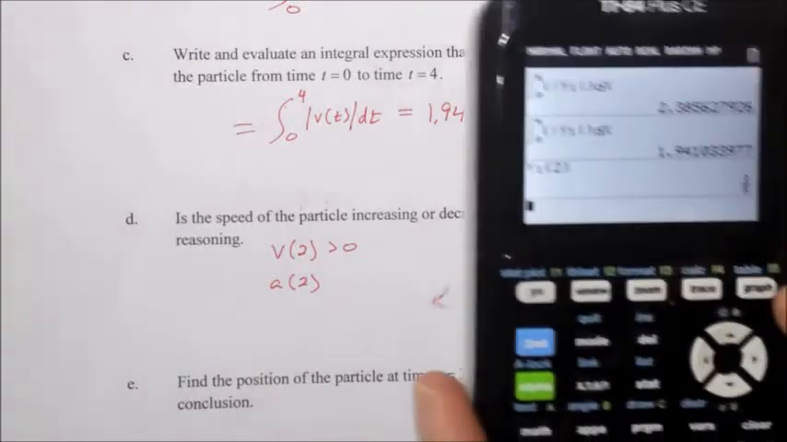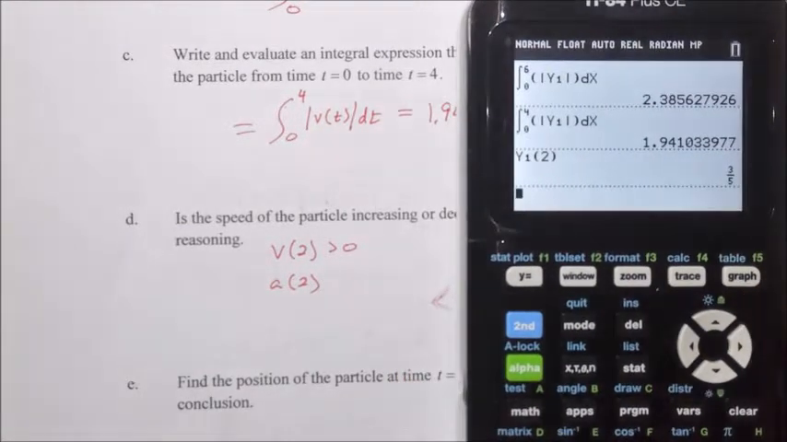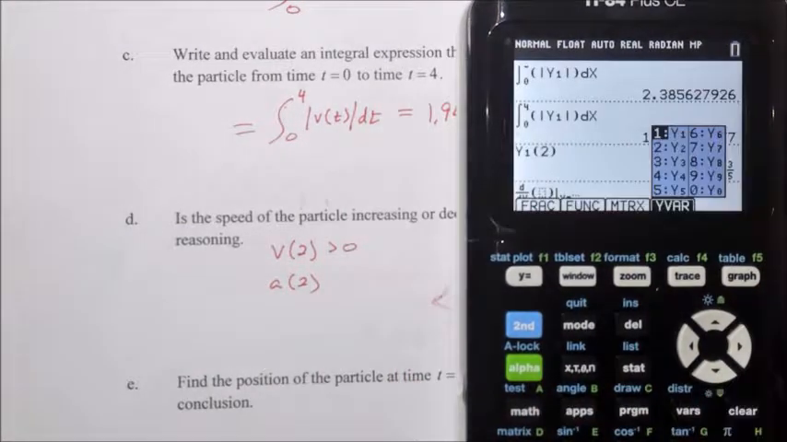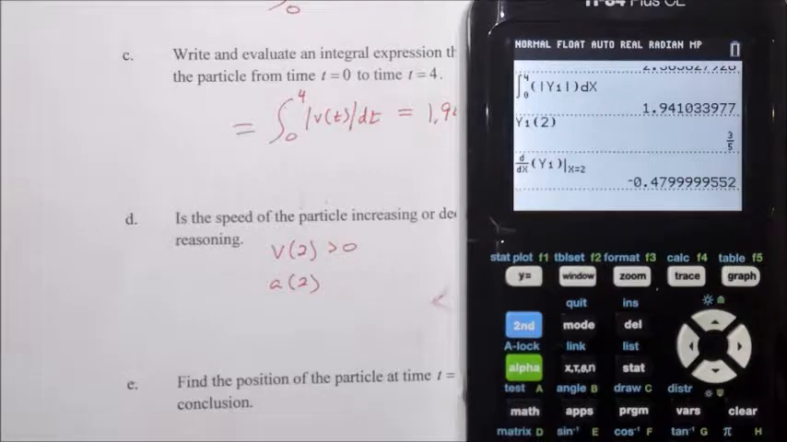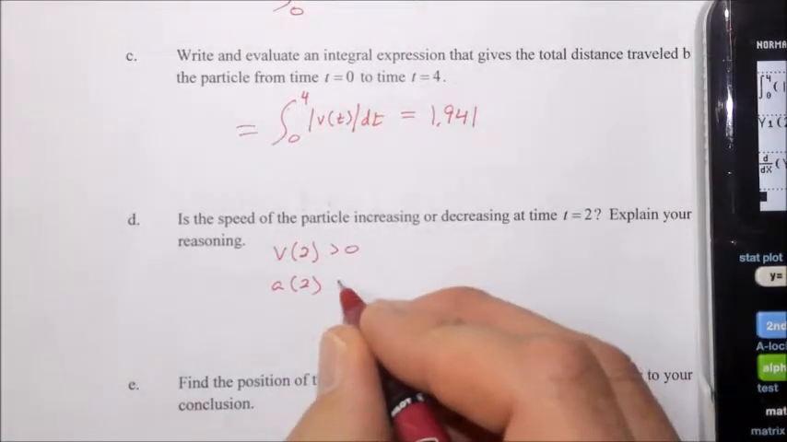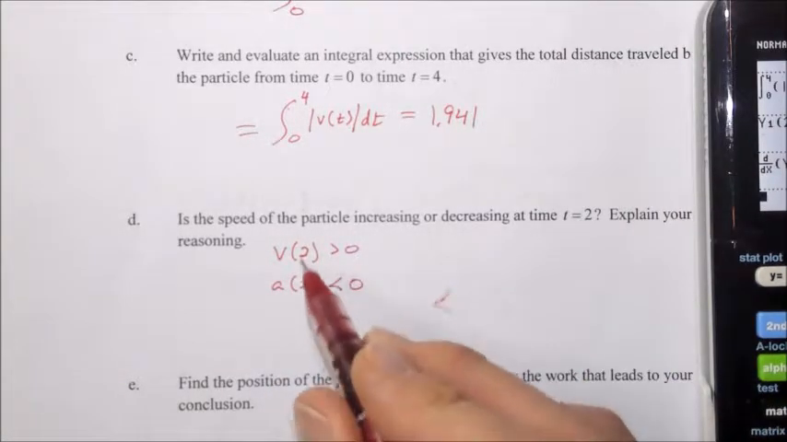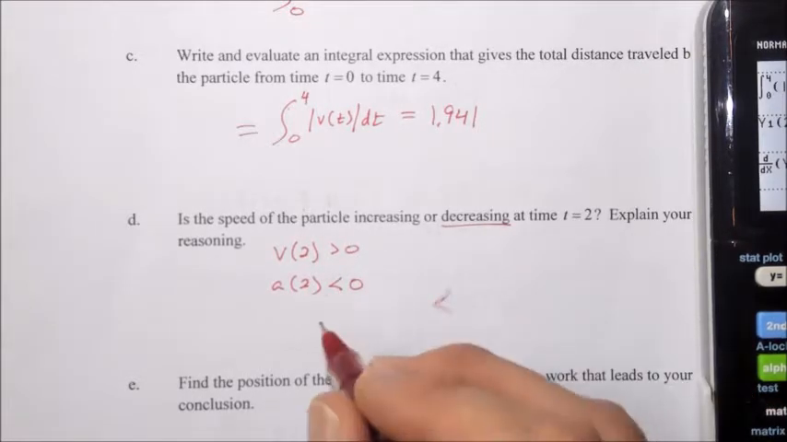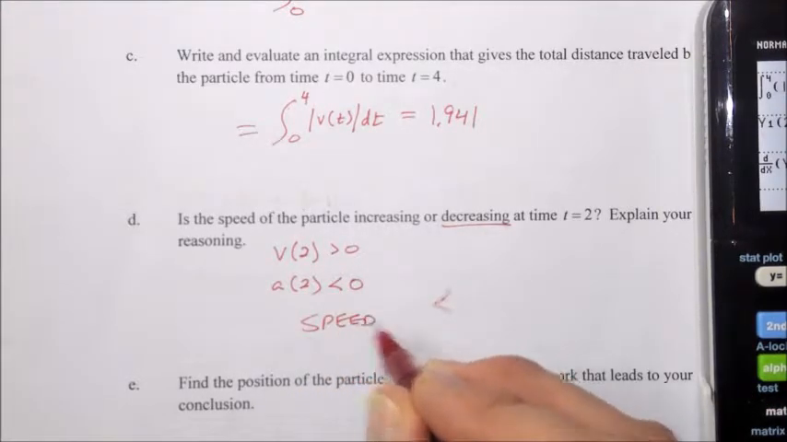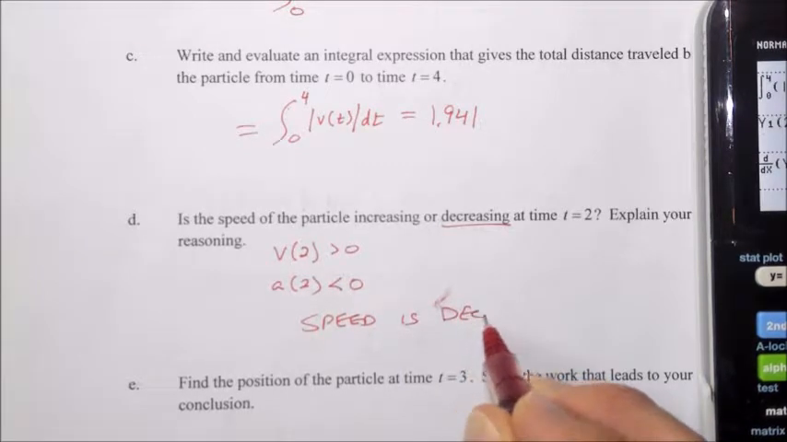All right, now we want the acceleration. The acceleration is the derivative of velocity. So math 8 of our function evaluated at 2, we see negative 4.7, or negative 4.8. Regardless, it's negative. So our velocity and acceleration have opposite signs, and if that's the case, then the speed is decreasing at t equals 2.